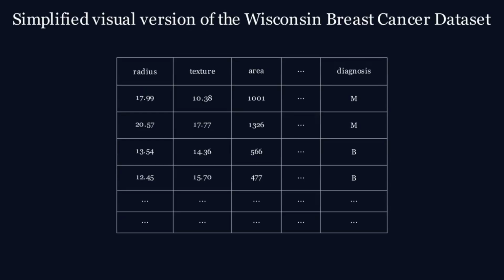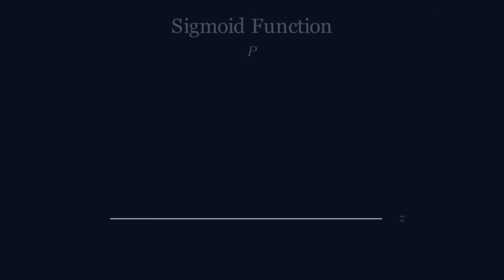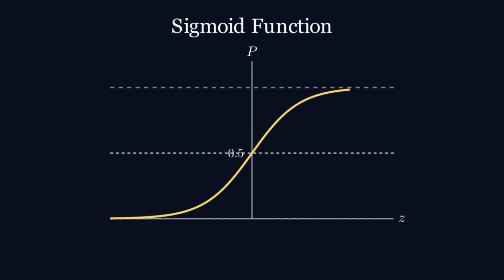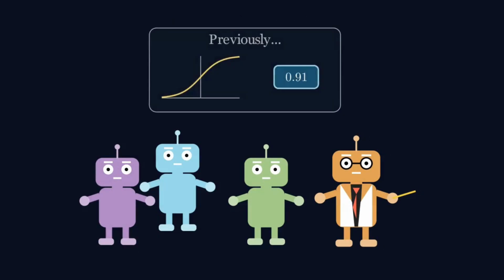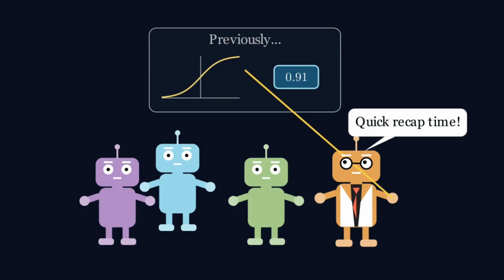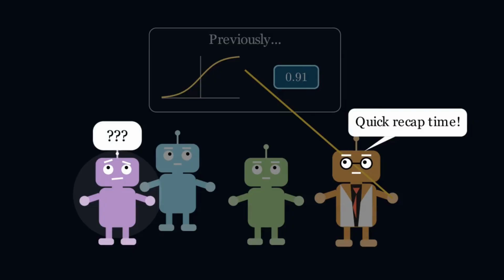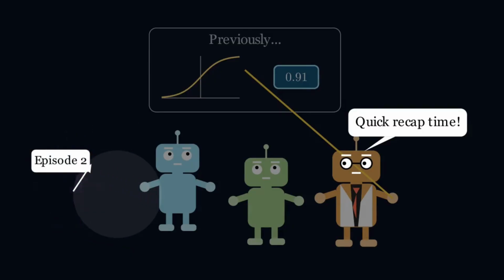Hey everyone! Last episode we learned how logistic regression can classify between two classes and how the sigmoid function can turn any score into a probability between 0 and 1. This is worth a quick recap because everything we're about to do in this episode builds directly on it. And if any of this feels unfamiliar, I'll definitely recommend watching episode 2 first.